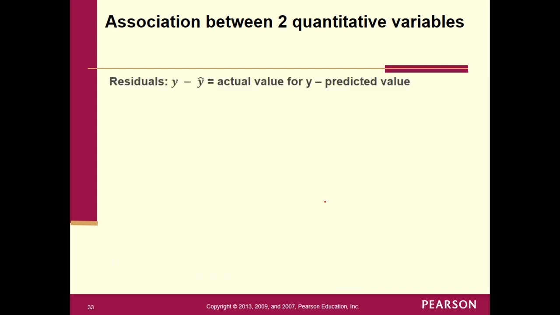So the residual has a simple equation, and all it is is y minus y hat. Really what this says is that y minus y hat is simply equal to the actual value for y minus, and what is y hat always? I told you that was a predicted value from the equation.